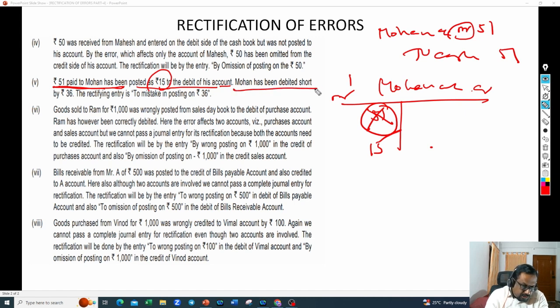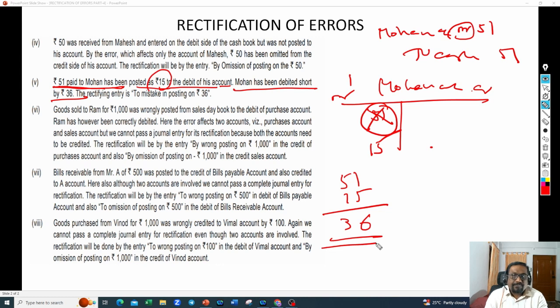Mohan has been debited short by 36. How did you arrive at 36? 51 minus 15 is 36. So here we are supposed to debit 51, but I debited 15. So what is the short amount? 36 is the short. So for that, you need to post it as mistake in posting. Simple. Put mistake in posting and keep it as 36. That's all. Your job is done.